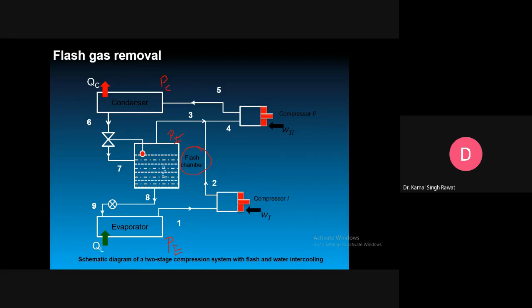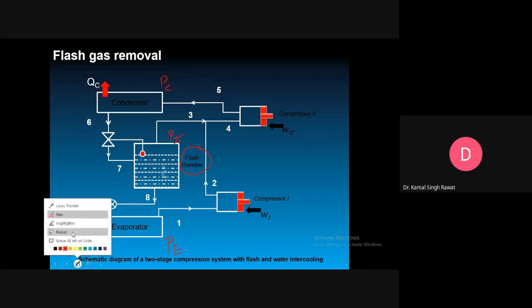So we are not directly compressing our refrigerant from the evaporator pressure to the condenser pressure. First we compress it from the evaporator pressure to the intermediate pressure, then from the intermediate pressure to the condenser pressure, to reduce the work required for the compression. If we use a single stage system, the compression work is very high. So we do the compression in parts. Okay, so in this system, we have a flash tank.